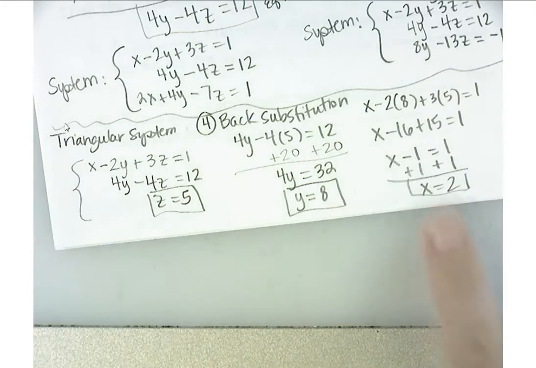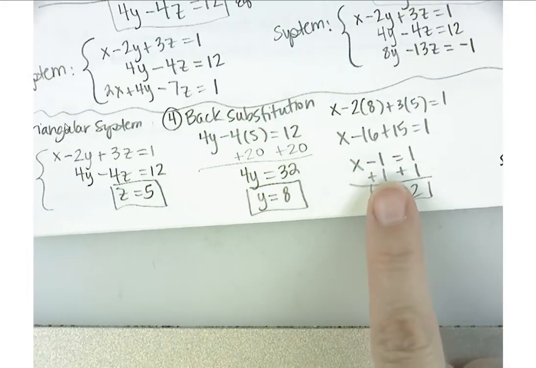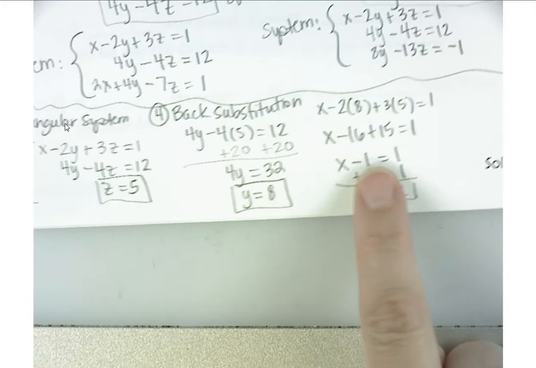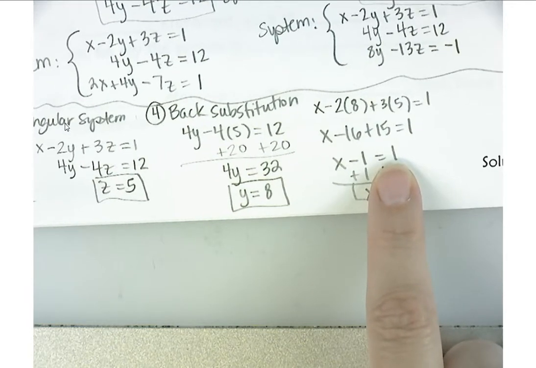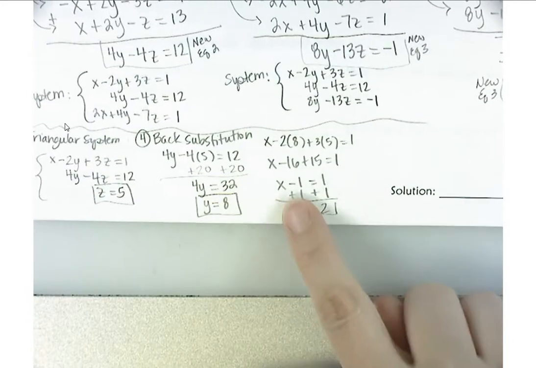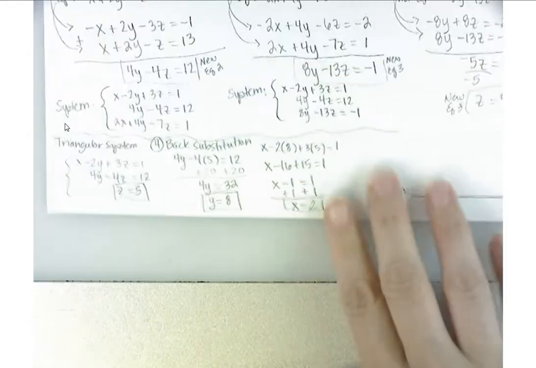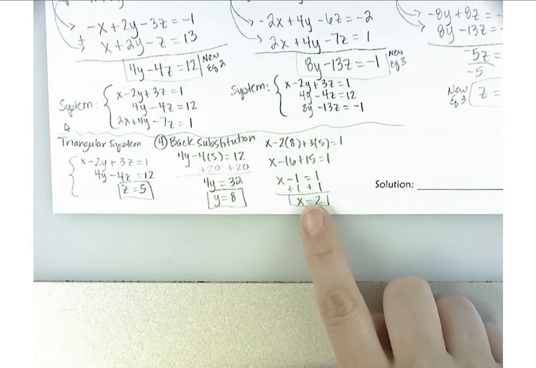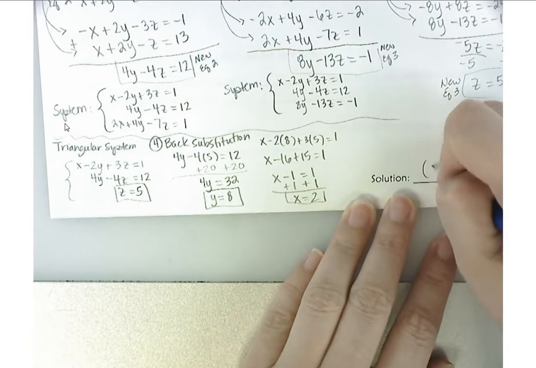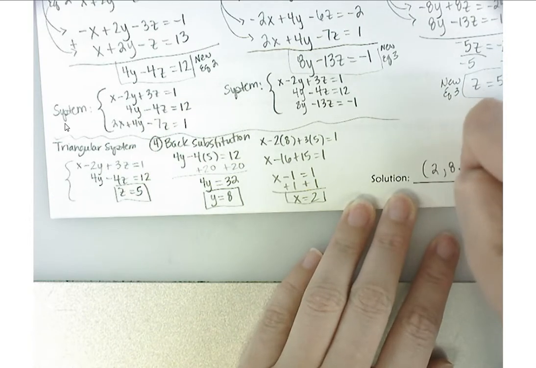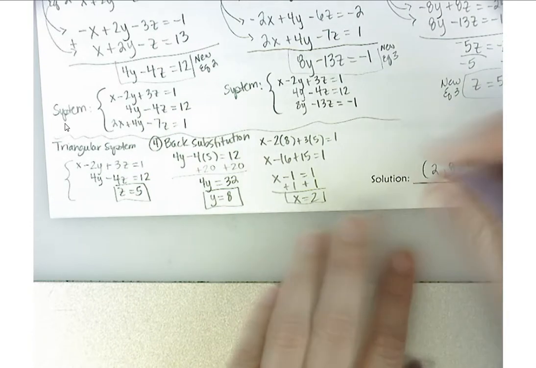Like I said, it's problems like this where people just mess up on the small things. Like you see negative 1 and 1, and then you start adding it in your head because you're going fast, right? And then you think 0. But no, make sure that you are being careful, either writing out your steps or using your mental math. So then your solution is going to be 2, 8, 5.